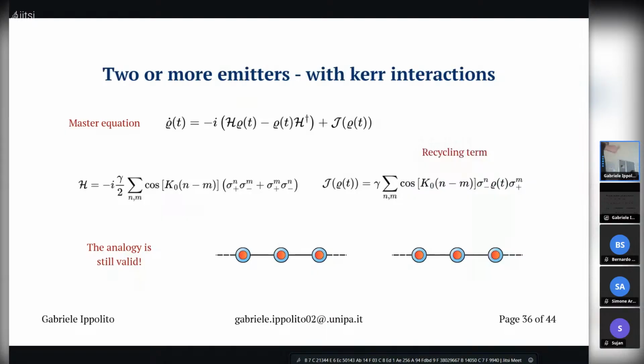If we now consider two or more emitters, but with photon-photon interactions, this is the master equation that one can write for the emitter subsystem, where we can identify a part with a non-emission Hamiltonian and this term that is known as the recycling term. And the analogy is also still valid. That means that this master equation describes a set of atoms quadratically coupled to the field in a one-dimensional chain, and this dynamics is totally equivalent to that in a one-dimensional chain.